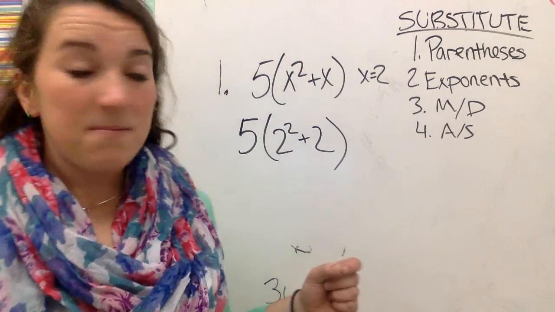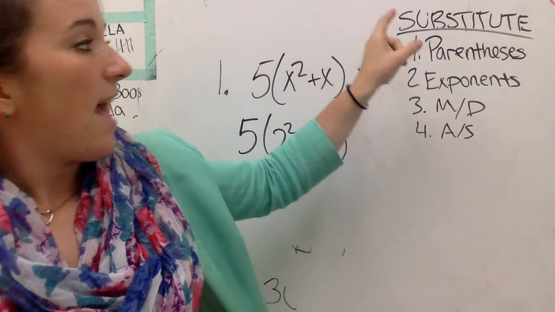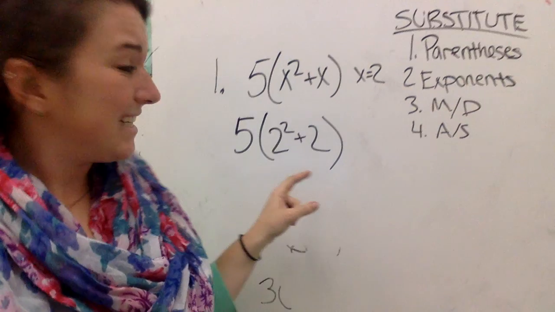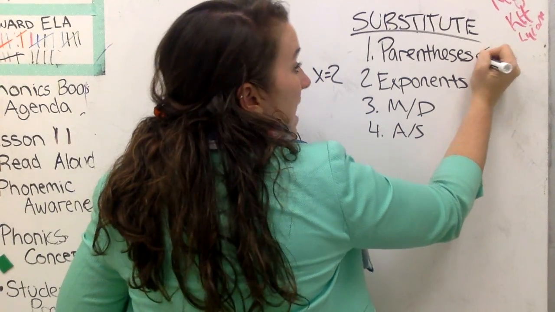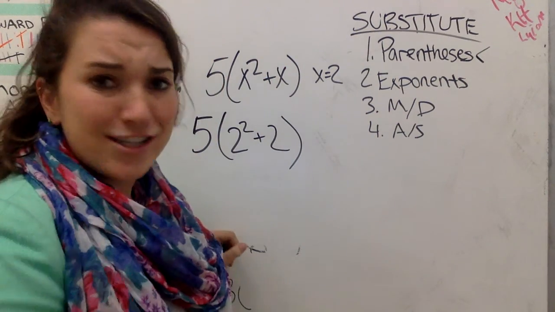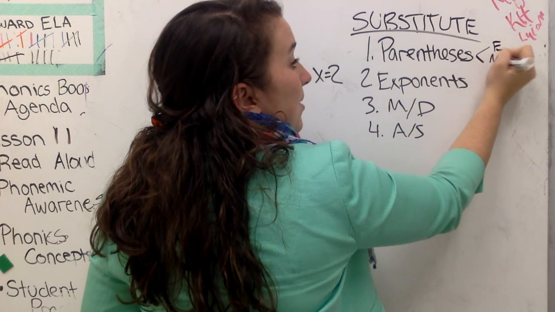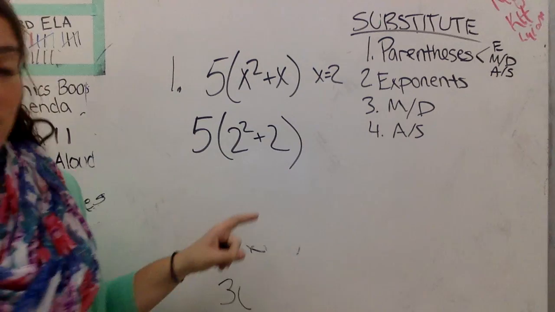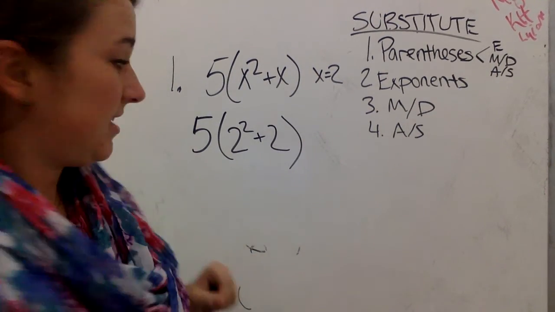Now I'm going to simplify using my order of operations. So first I need to look at parentheses. But inside of these parentheses, I still have exponents. So within this first step of order of operations, I still need to follow the rest of the order. So I need to do exponents first, then multiplication and division, and then addition and subtraction. So first I'm going to solve the exponent within my parentheses.